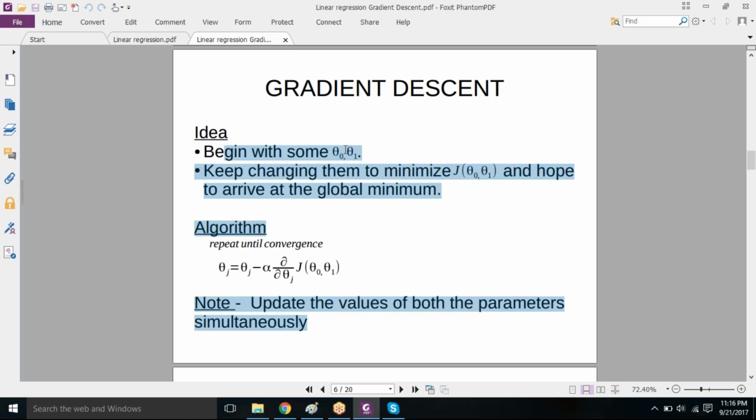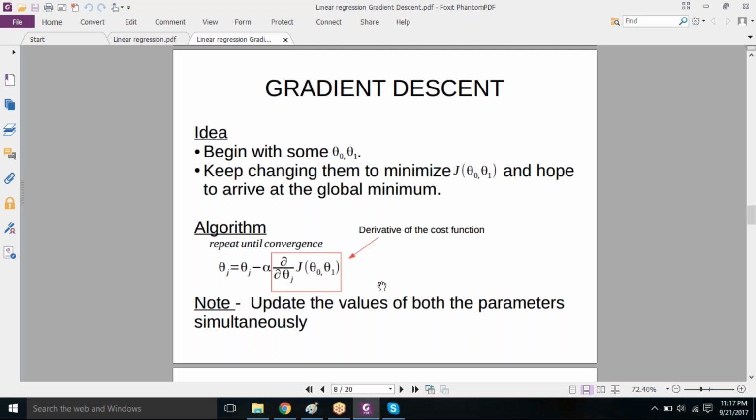Begin with some random theta naught and theta 1. Keep changing them to minimize your cost and hope to arrive at the global minimum. This is how you update your theta naught and theta 1. But this I have elaborated, and I have shown you the literal values also, the literal formula, how it is done.